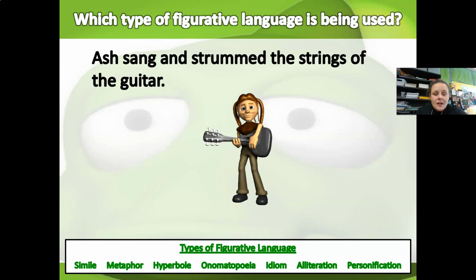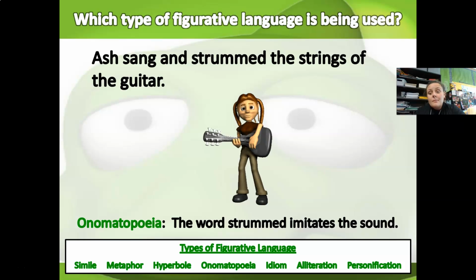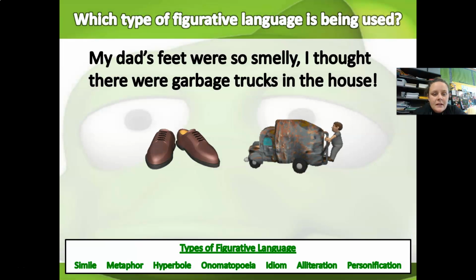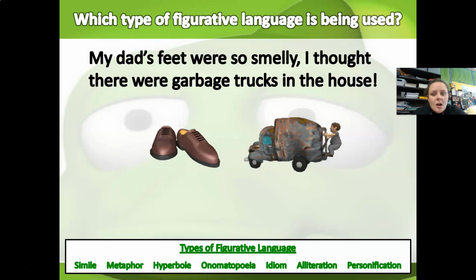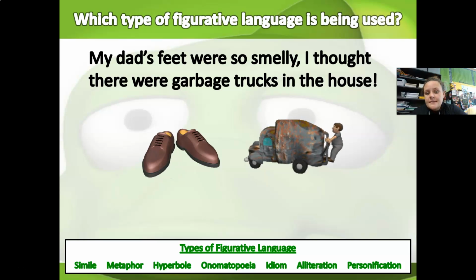Ash sang and strummed the strings of the guitar. I'm hearing a lot of s in there, so I'm going to say it's alliteration. But they also called it onomatopoeia. The word strummed sounds like it imitates the sound. I don't know, kind of. Strummed? You say it. What do you think? Is it onomatopoeia?